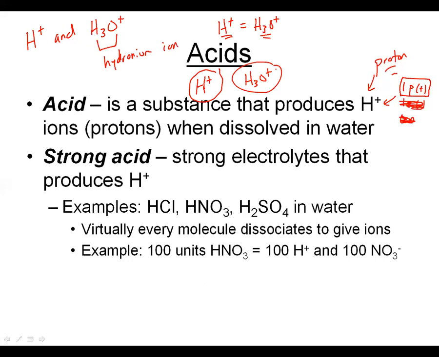There are certain acids that are strong acids, and strong acids are strong electrolytes, which means when you have a strong acid, like nitric acid, it will 100% break apart into ions, into H plus and NO3 minus.